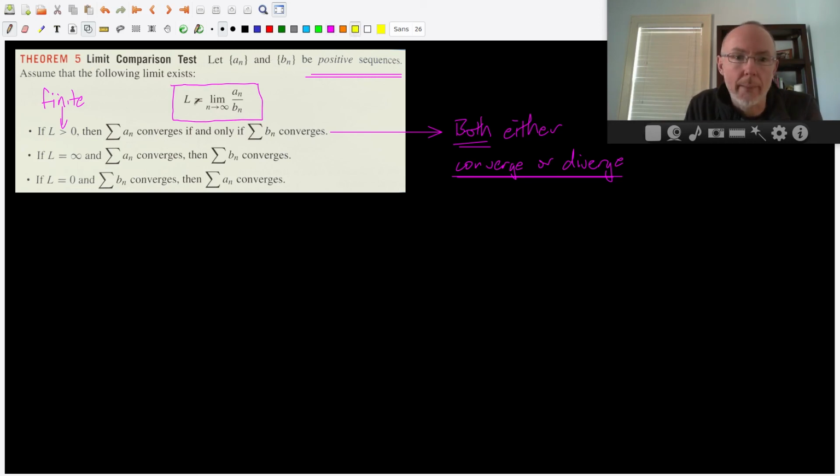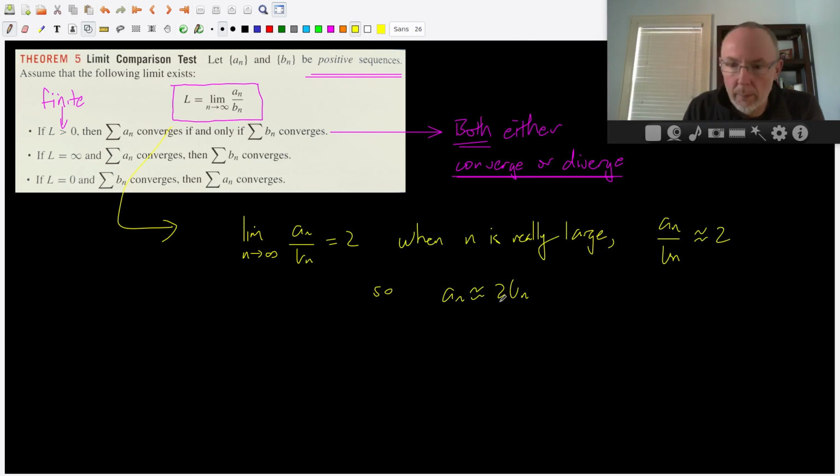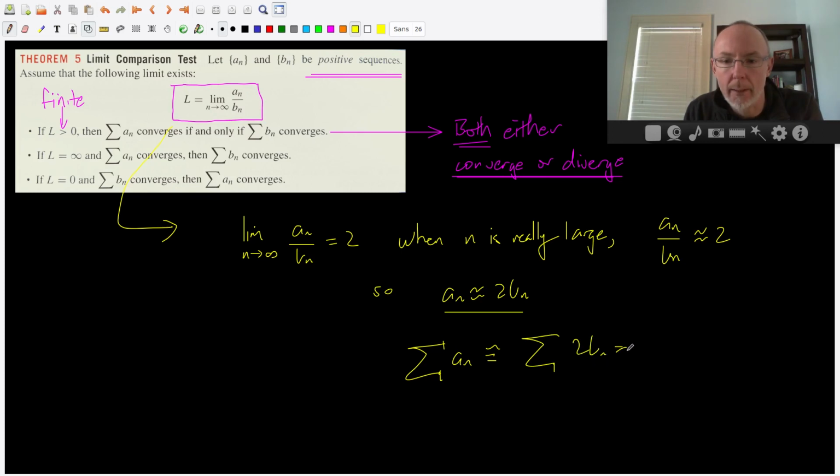And the way you can think about that is, suppose that limit was 2. So what we're saying is that when n is large enough, the ratio of those two numbers must be about 2. Eventually, when n is really big, that ratio must be pretty close to 2. So a sub n must be twice b sub n. So imagine adding up all the a sub n. What you're going to get is probably something that's about twice the b sub n. So I can just factor that number out. So the sum of the a's and the sum of the b's are going to be closely related.